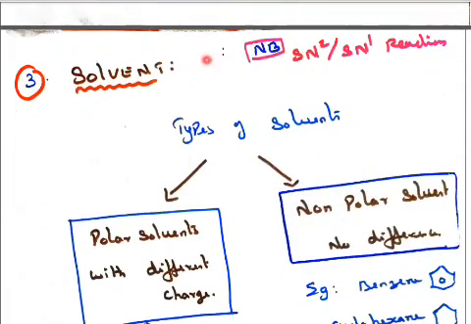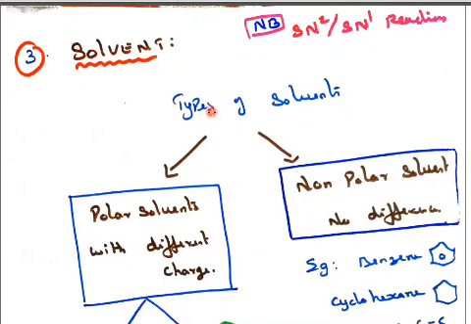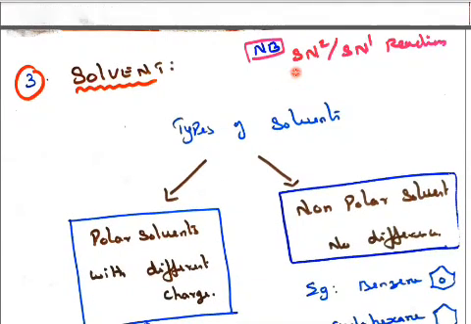Next thing is solvent. Now we are coming to what we are seeing first, the SN2 mechanism and SN1 reaction, and what type of solvent is to be used. So here protic and aprotic: this is a polar aprotic, and this is a polar protic.